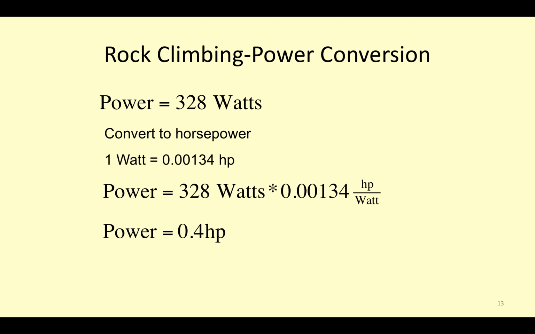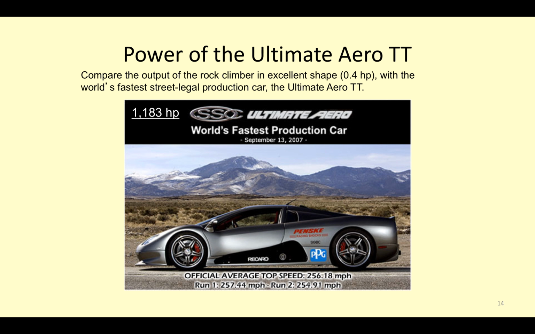So power is 0.4 horsepower. This was, compare the output of the rock climber with the world's fastest car. Look at that, 1,183 horsepower. That's a lot of horsepower.